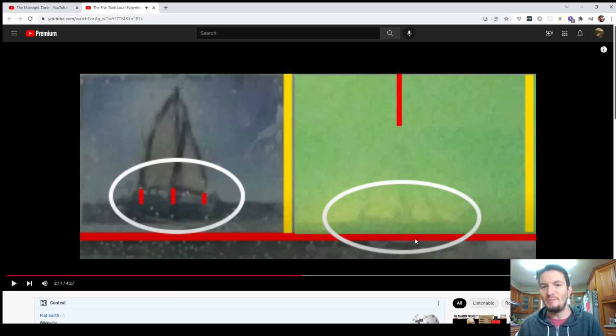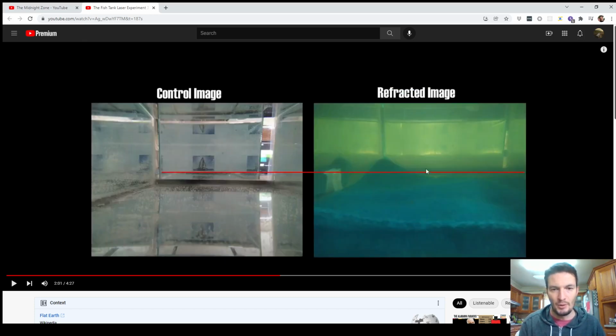Okay, that does not mean that the boat in the second image appears lower than it does in reality, because again, the boat in the second image is up here. The boat in the first image is down here. Kyle is misrepresenting what downward refraction does. He's misrepresenting it on purpose in order to claim that downward refraction can sometimes cause things to appear lower than they really are. He's doing this because his flat earth mindset requires it.